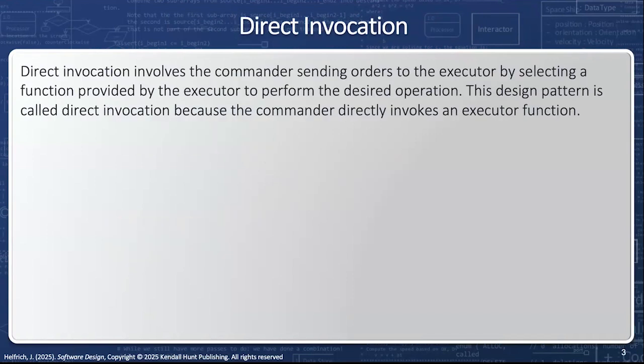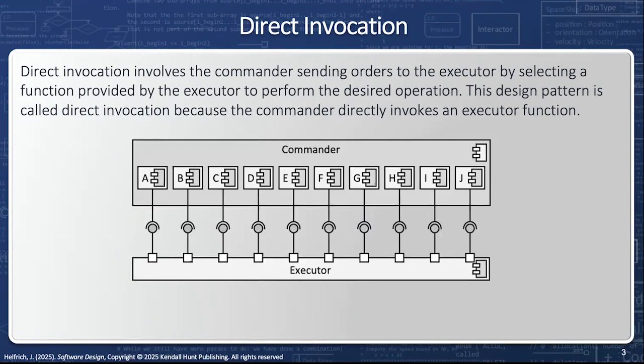We'll begin with direct invocation, and this is the default way we use to send orders. This is how we've been passing commands from one part of a program to another for years and years since the very first program we wrote. This is basically a function call. And so what we have is the commander is going to have a bunch of different places where to execute the function, and the executor is going to receive those direct function calls each one at a time. So let's see how that looks in the game of Sudoku.